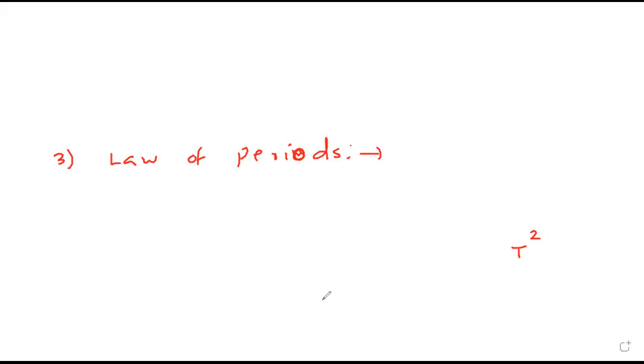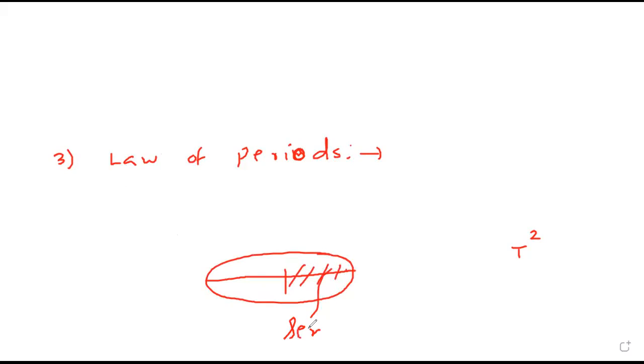So T square. Or can I say square of time period? If this is an elliptical orbit, this is called the major axis, then half of this is called the semi-major axis. Half part is called semi-major axis. So now I'm framing the law of periods.